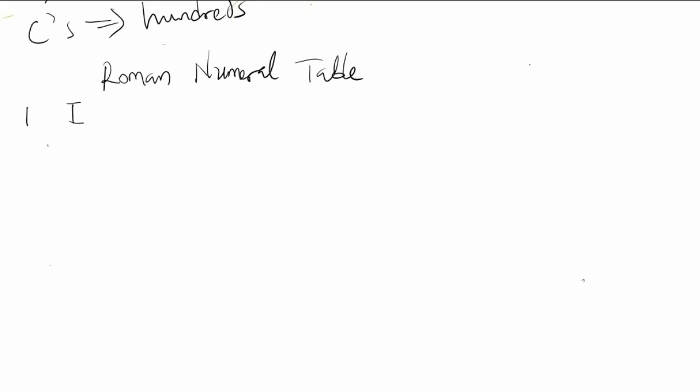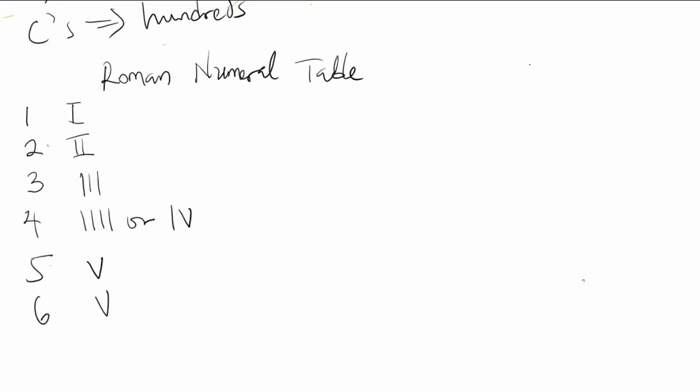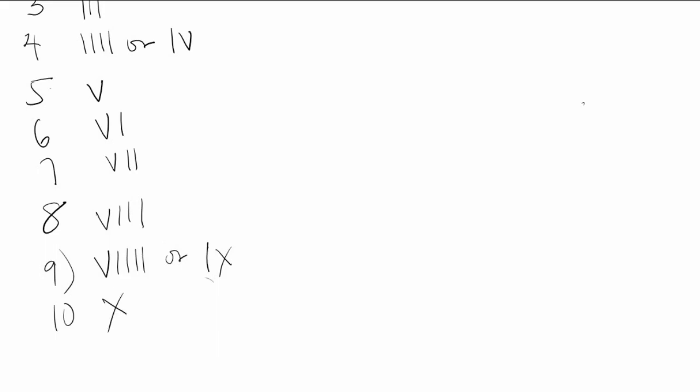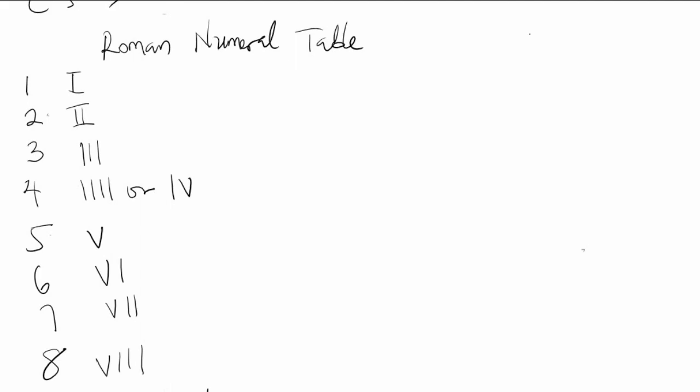One is I, two is II, three is III, four is IIII or IV. Five is V. Six is VI. Seven is VII. Hope you are following. Eight is VIII. Nine is VIIII or IX. 10 is X. This is the Roman numeral table.